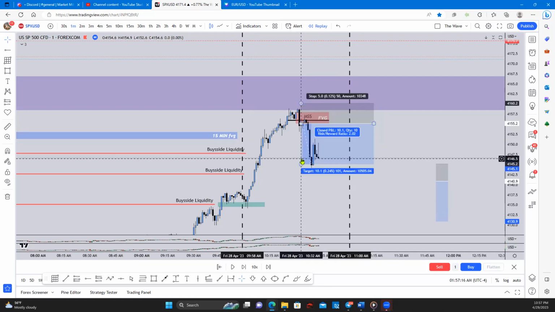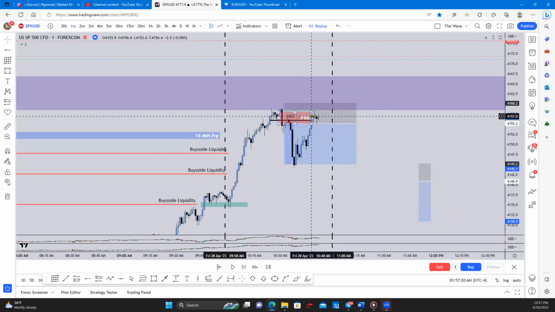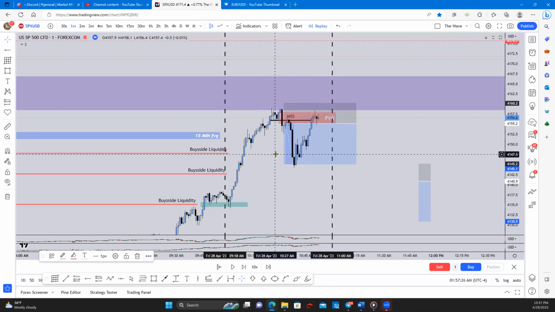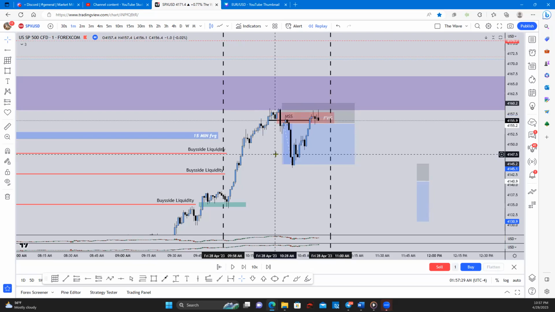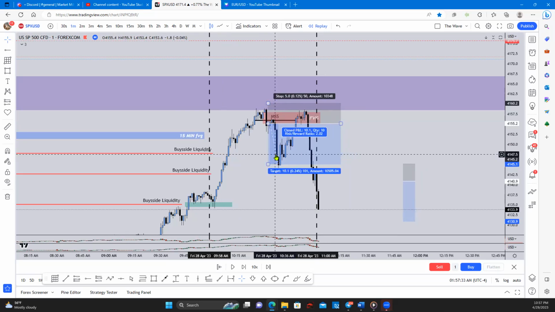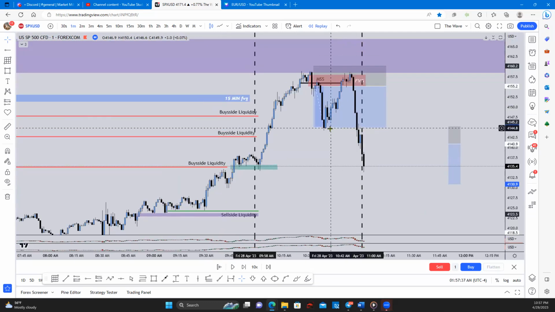Now price came back up. You see, we retraced. But if you notice, what happens here is these candles continue to respect this fair value gap, which was interesting. And ultimately, we get an even bigger run down right into our 11 o'clock in the morning.